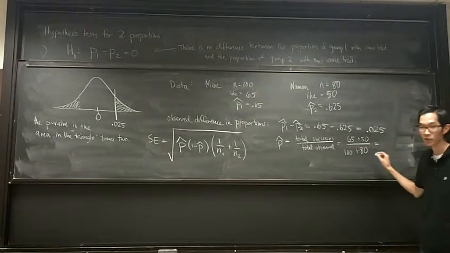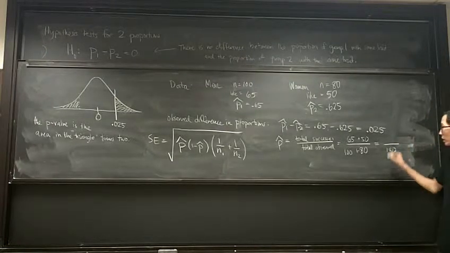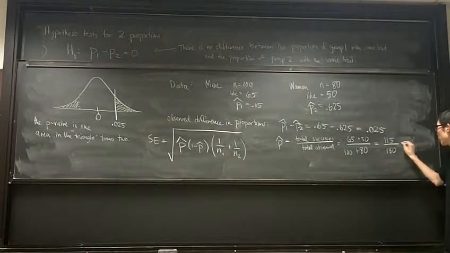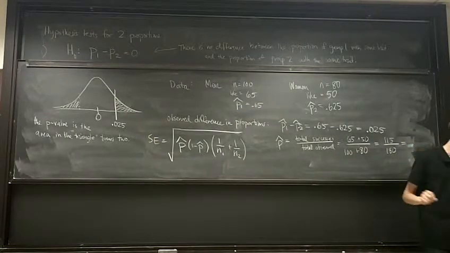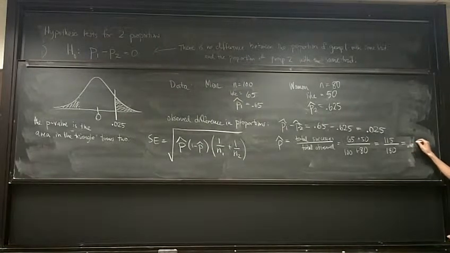How many people did we talk to total? 180 people. And how many liked American Gladiators? 115 total. So my overall proportion p hat is 115 divided by 180. So someone help me out here. I forgot my calculator. 0.6388. Okay, so 0.6388. So I'm gonna just round out to 0.639.